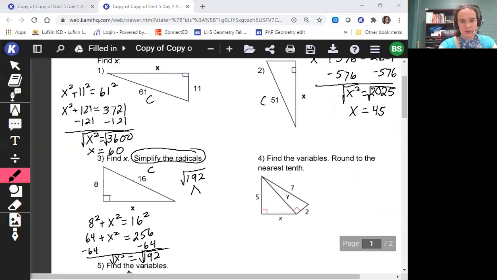And when I divide 192 by 3, I get 64. 64 is a perfect square. So we have 3 and 64. And remember that 64 breaks down to 8 and 8. So we'd have 8 times the square root of 3 for our value of x.